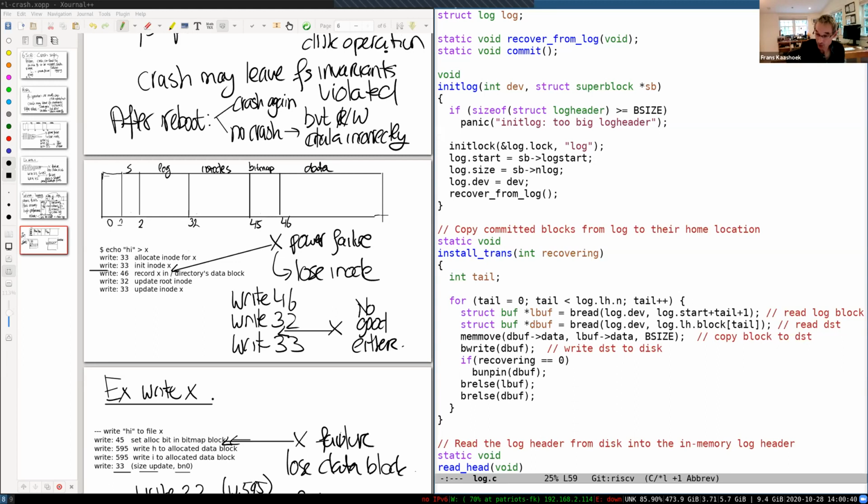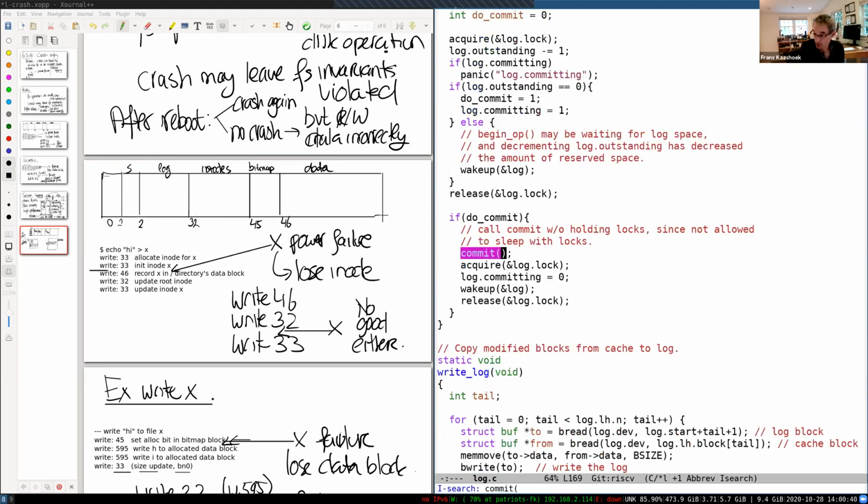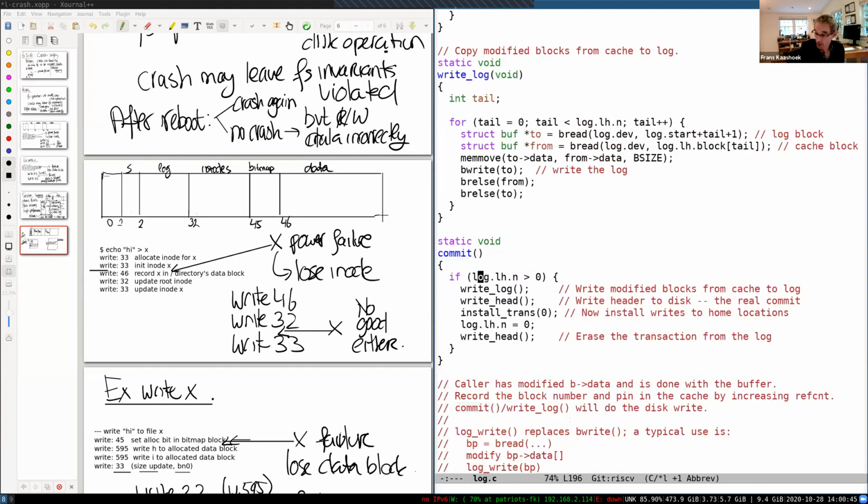So I think we're in over commit. Just go back and double check. We did the write log, we did the write head, and basically this is the cleaning operation. We erased the transaction by setting it to 0. So then the only thing to further inspect is how does recovery work?